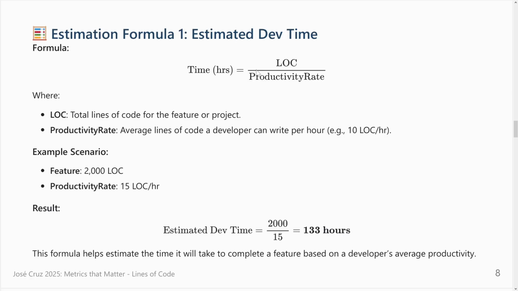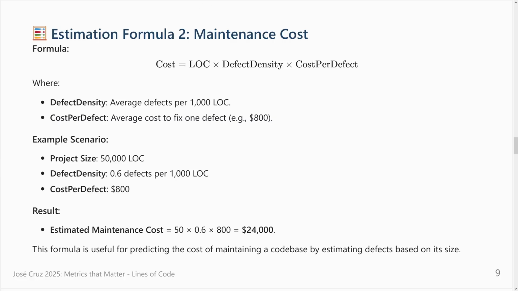It's better than nothing. A second formula that you can use, there are a lot of them that you can create. I'm just putting some of them that sometimes are used. Maintenance cost: how much it costs to maintain the code. So we have the cost, you have lines of code, plus the defect density and how much it costs per defect. It's quite intuitive, this formula. So you can say defect density is the average defects per 1,000 lines of code, and how much it costs to fix a defect on average. Let's say it's this number, 800.